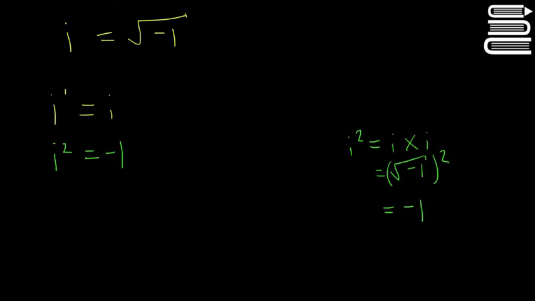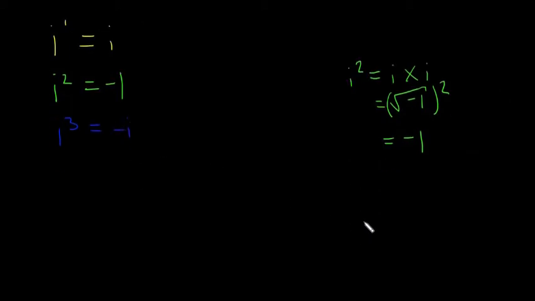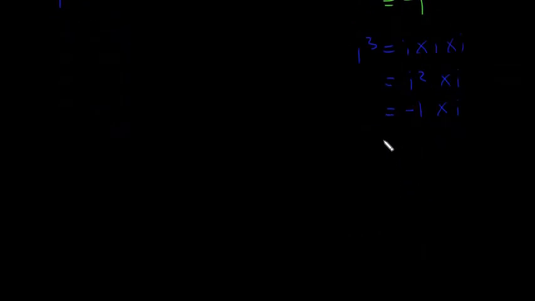Now I cubed is going to be -I. I cubed is equal to I by I by I. A better way of writing that would be I squared by I. Since we already know that I squared is -1, we can just say that's -1 by I, and to finish it up, that's equal to -I. Hopefully that all makes sense.